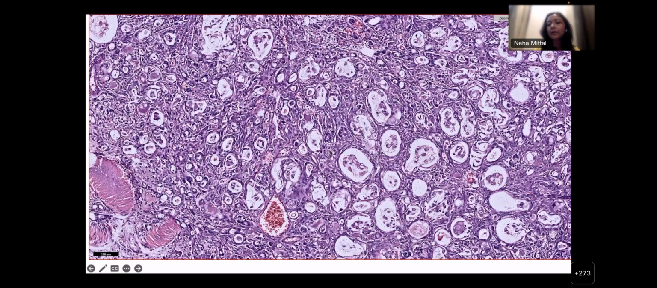PAX8 will be more important here than CDX2 for me, because PAX8 negativity definitely tells me that this is not an ovarian primary. Coupled with my history of being bilateral, coupled with the morphology of having these signet ring cells, coupled with the size of the tumor which are not very large, then I can make this diagnosis that this is a metastatic tumor. Okay.